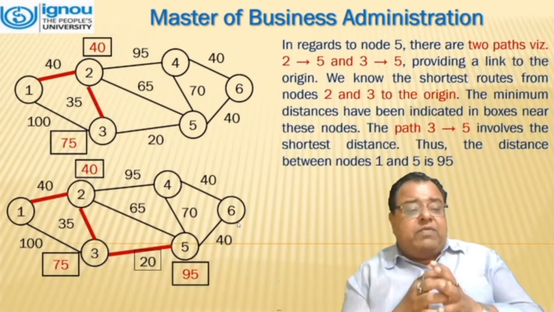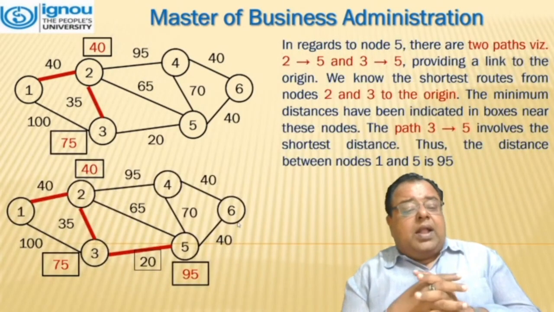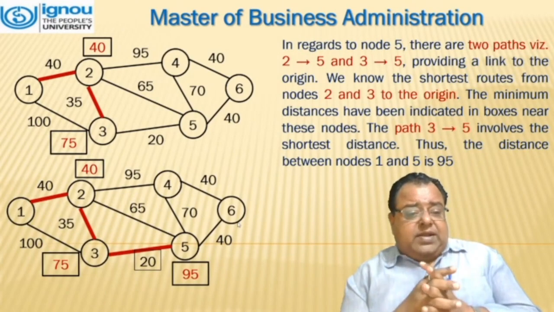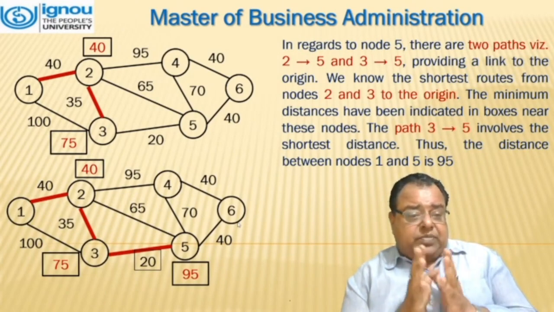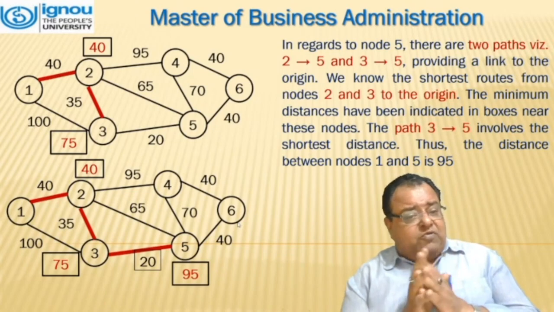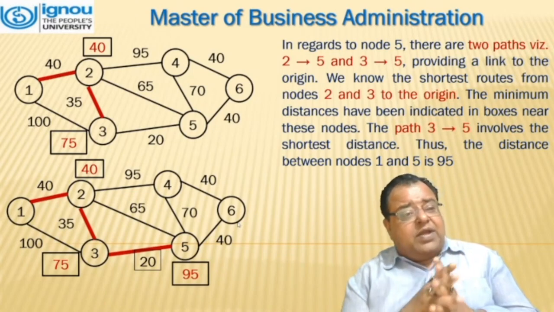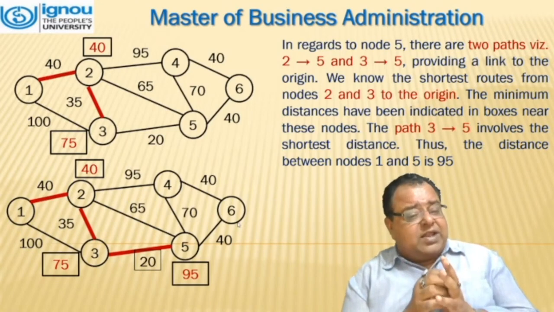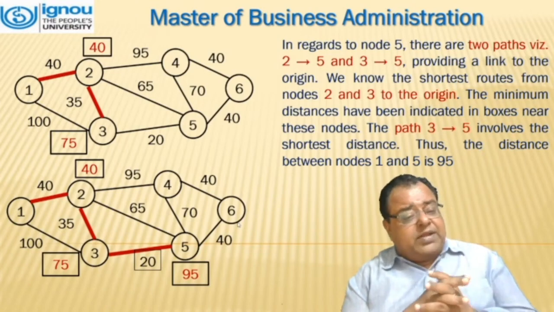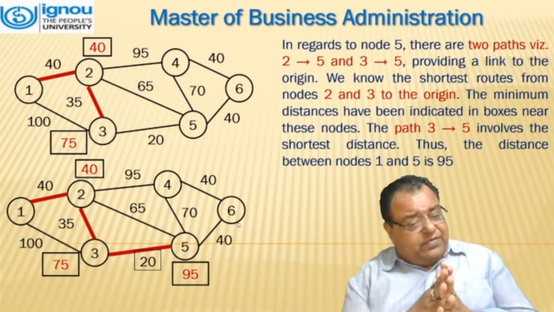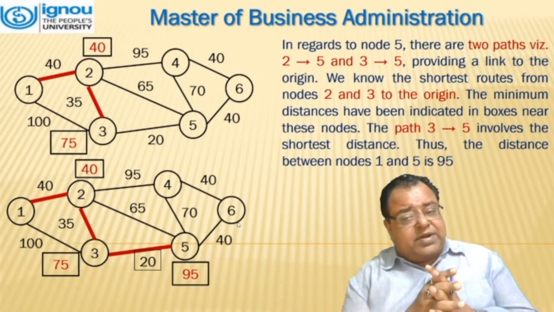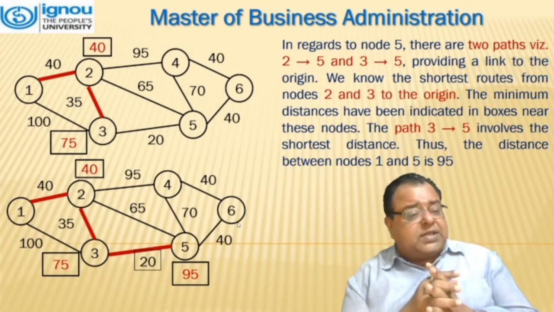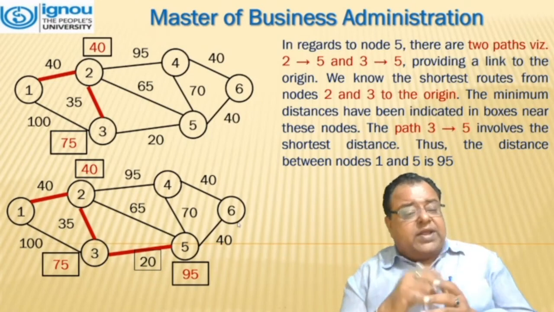Moving further, now we are at 3. From 3, we can see that there are two options: 2 to 5 and 3 to 5. If we talk about the minimum, it is 20, which is from 3 to 5. That means we will be discarding the route 2 to 5 and we will be adding 20 to 75. That means we have reached station 5, and the total distance traveled is 95. So now our path is from 1 to 2, 2 to 3, 3 to 5.